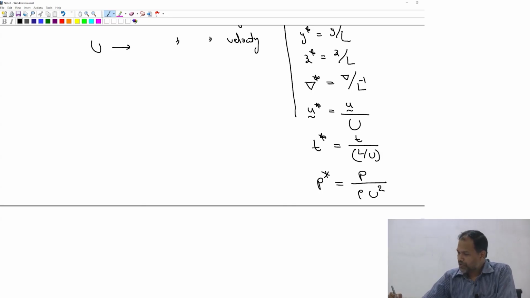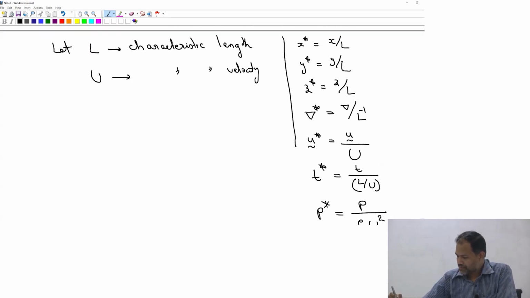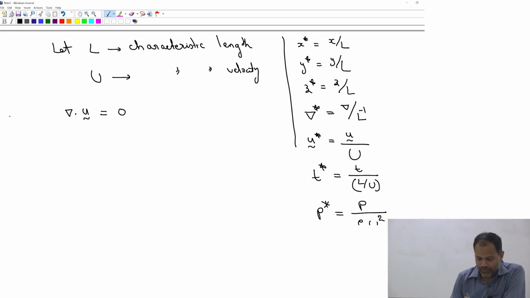So those are my non-dimensional variables, that list. What you see on the right hand side is my non-dimensionalization. So now we can go ahead and substitute and see what happens, and how many reduced variables we are going to get. The first equation again is the continuity equation, which is divergence of u equal to 0.